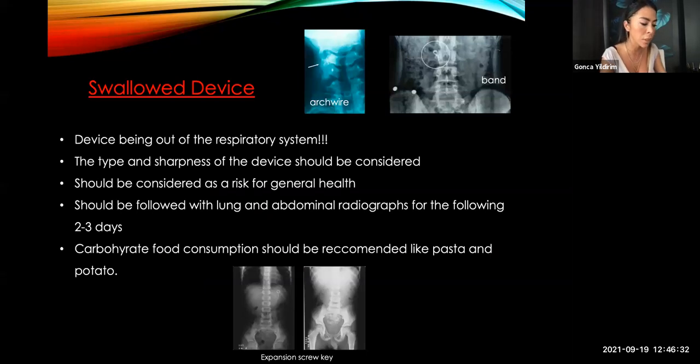We should consider the shape of the device. Then we should always keep in mind that it's always a risk for general health. Afterwards, the patient should be followed with lung and abdominal radiographs for the following 2 or 3 days. And we should recommend the patient consume carbohydrate food, like pasta and potato.